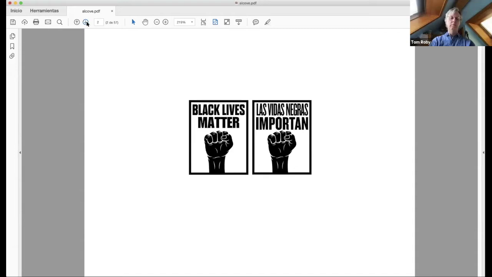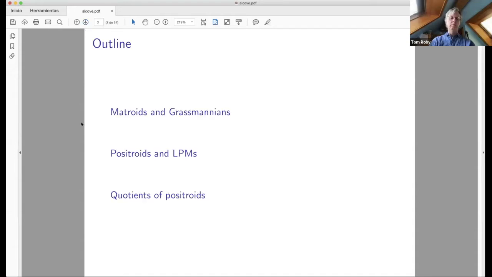Okay, so I'm going to talk about linear matroids and their relation to the Grassmannian. Then I'll introduce positroids and lattice path matroids. And then I'll present what problems I'm interested in and currently working on with Kolja, and some of our results.